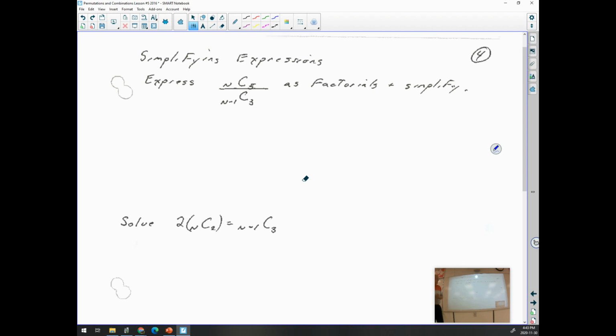Now here, we want to simplify this guy as factorials and then get it as simple as possible. So here, n choose 5. This would be n factorial over n minus 5 factorial, 5 factorial. I am just using our formula from our formula sheet.